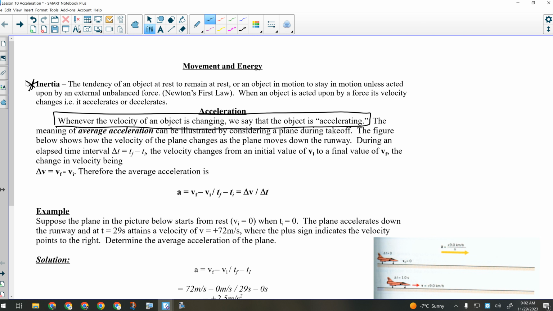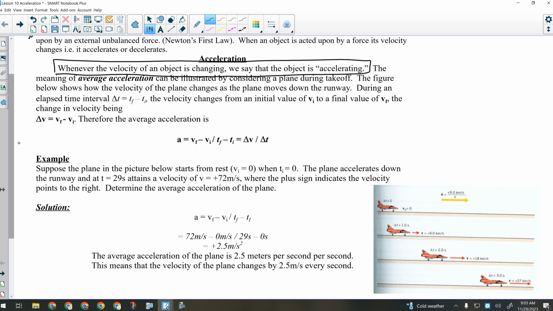But in order to make it go in a circle, the string is always pulling it back towards the center. So it's always accelerating. So acceleration doesn't necessarily mean it's going faster or slower. It could just mean it's turning. That still counts as a change in velocity because velocity is a vector. Even if I only change the direction of the vector, I'm changing the velocity. So any of those are considered an acceleration.